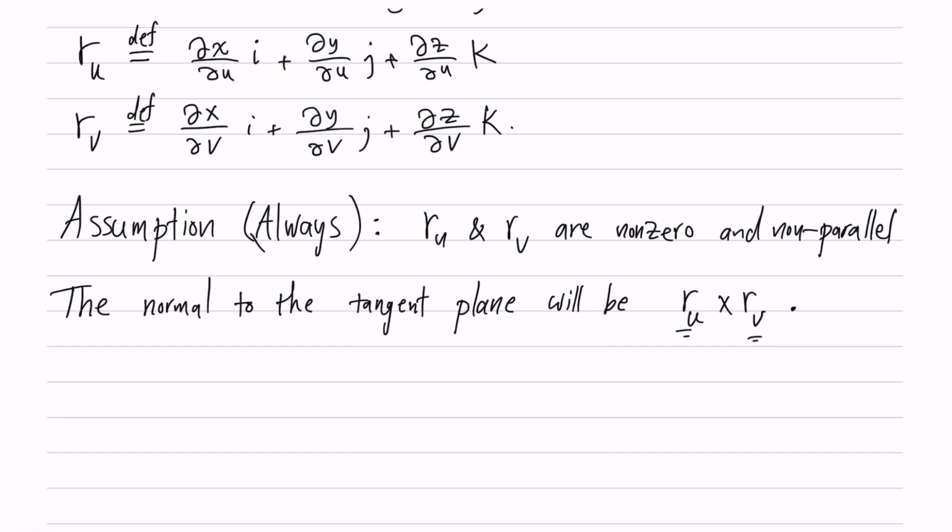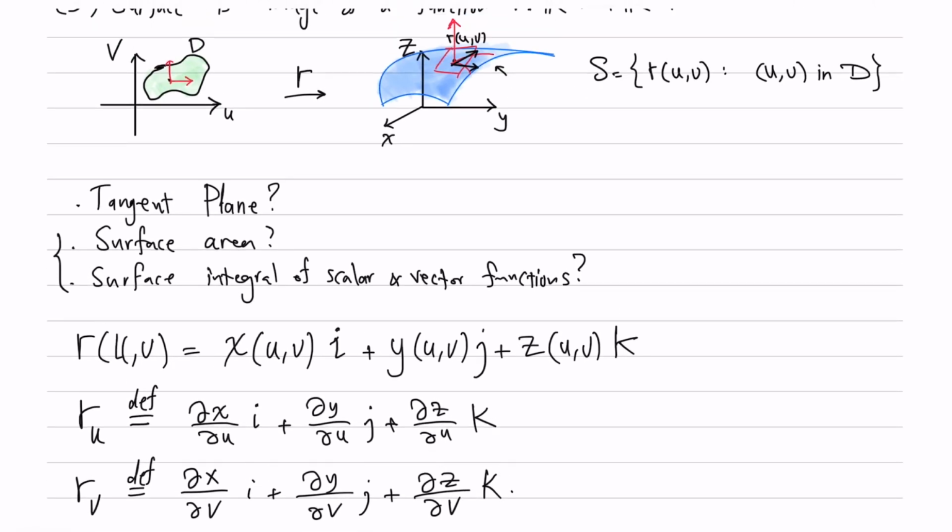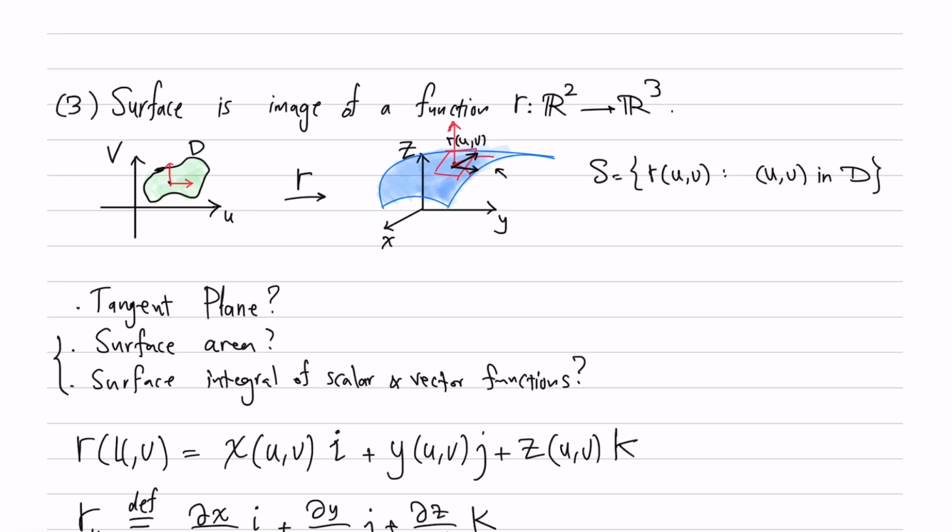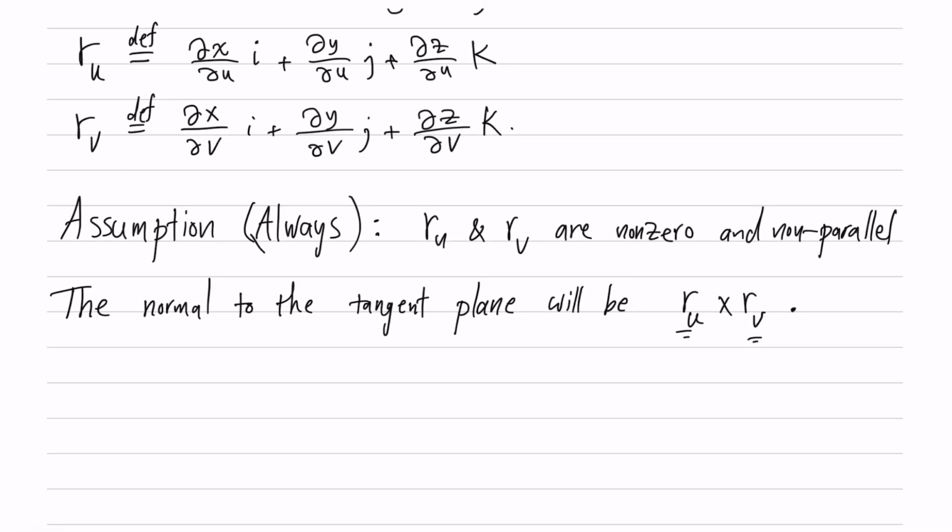So that is the first thing we can do with parametric description of surfaces. We can talk about tangent planes. All you need to remember is that this cross product is giving the normal to the tangent plane.